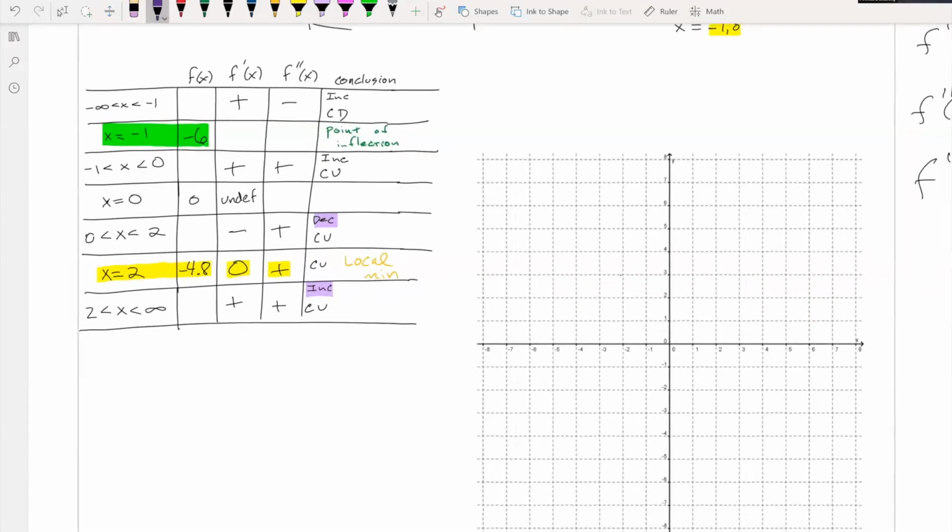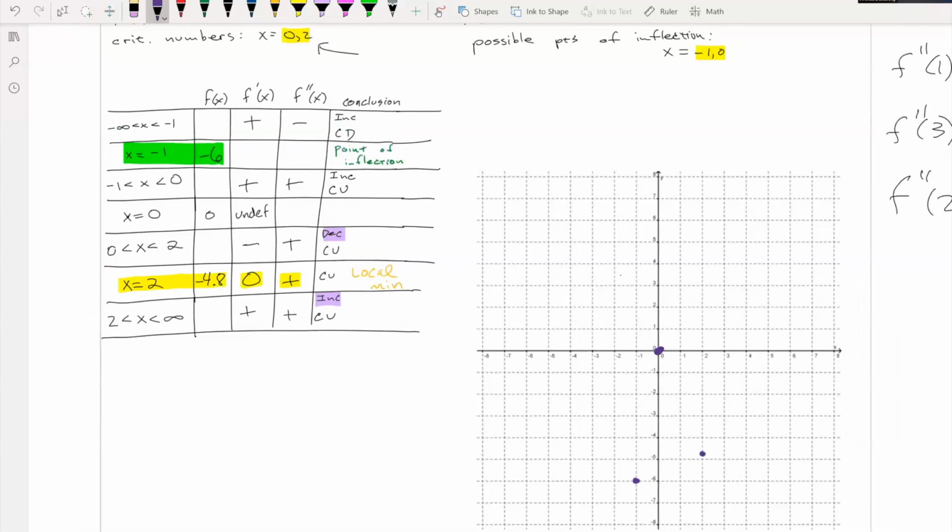So let's see what we can do here. I'm going to start off by plotting some points. 0, 0 is a point on this graph. -1, -6 is a point on this graph. 2, -4.8 is a point on this graph.